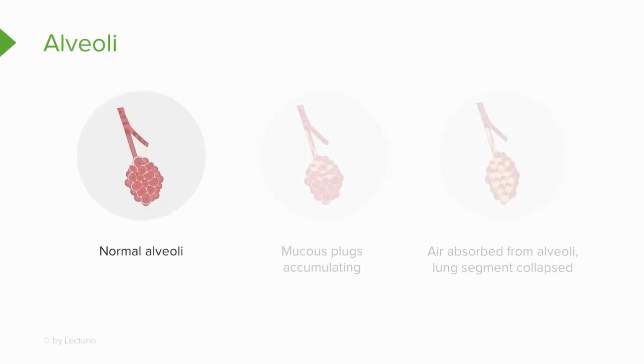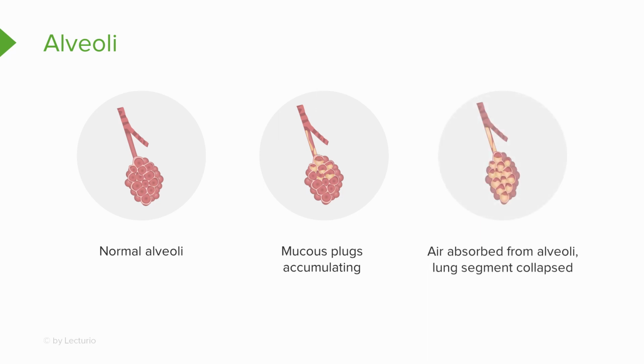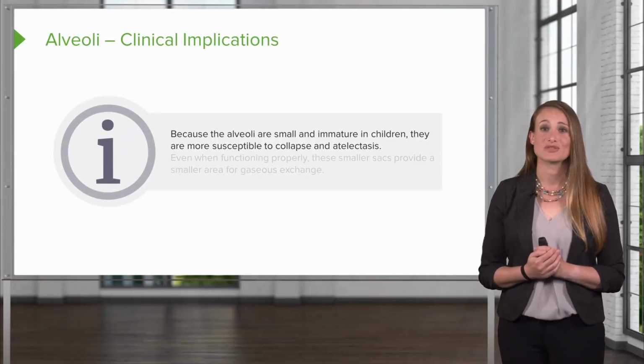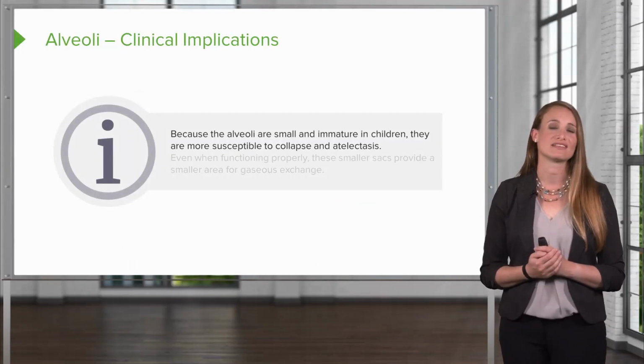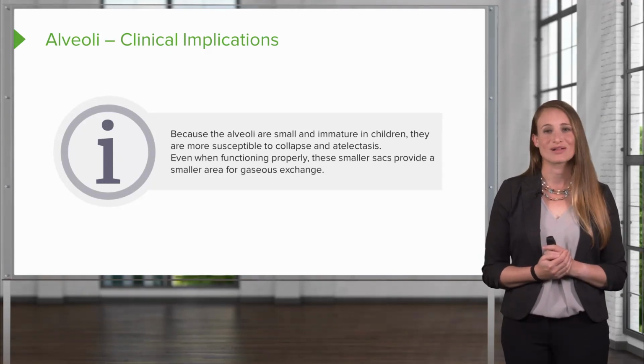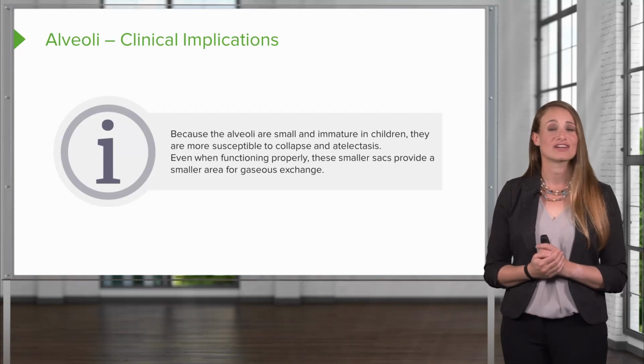Here you'll see normal alveoli. They're nice and expanded, ready to exchange gas. In the setting of a cold, a baby's going to develop a mucus plug, and this is going to start accumulating on the alveoli. The air is going to be absorbed from the alveoli, and slowly the lung segments can collapse. Because the alveoli are small and immature in children, they're more susceptible to collapse and atelectasis. Even when they're functioning properly, these smaller sacs provide a smaller area for gas exchange.